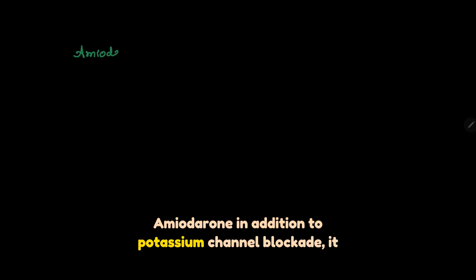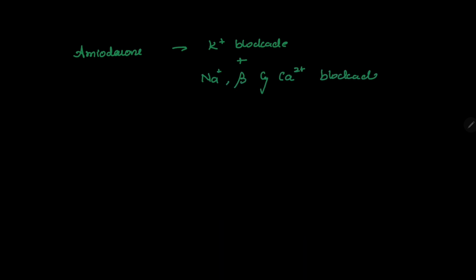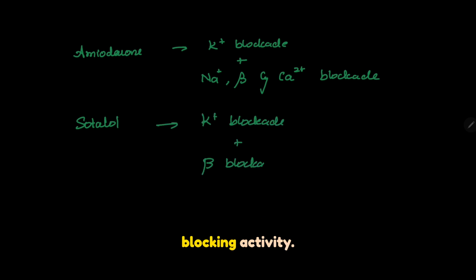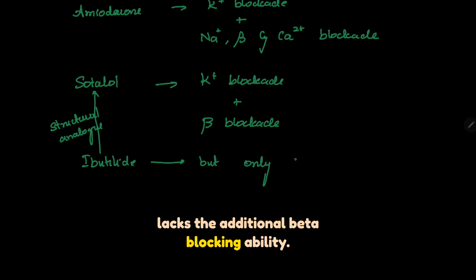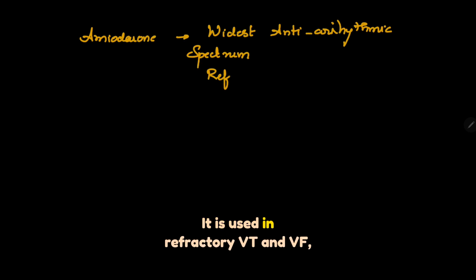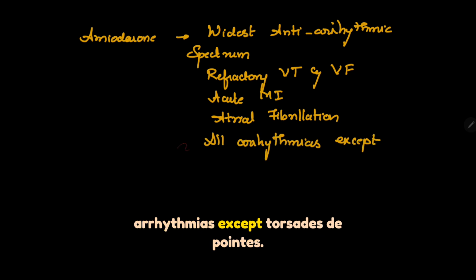Amiodarone, in addition to potassium channel blockade, also has beta blocker, sodium channel blocker and calcium channel blocking activity. Sotalol has both beta blocking and potassium channel blocking activity. Ibutilide is a structural analog of sotalol but lacks the additional beta blocking ability. Amiodarone has the widest antiarrhythmic spectrum. It is used in refractory VT and VF, in acute myocardial infarction, atrial fibrillation, and all arrhythmias except torsades de pointes.